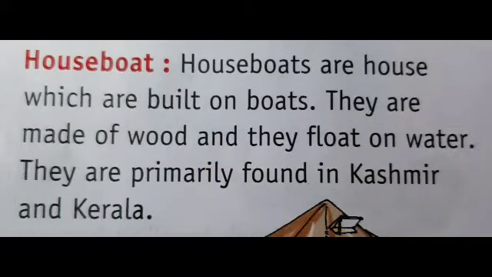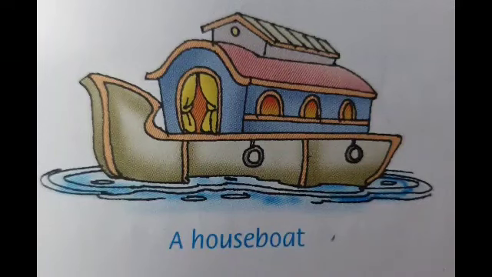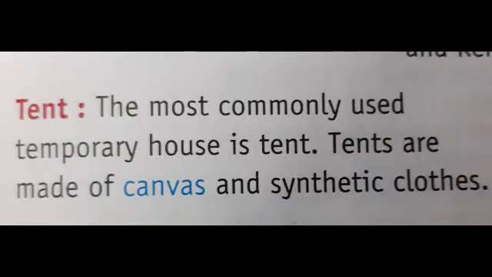Now next, houseboats. Houseboats are houses which are built on boats. They are made up of wood and they float on water. They are primarily found in Kashmir and Kerala, where they are very famous. Now you can see the picture of a houseboat.